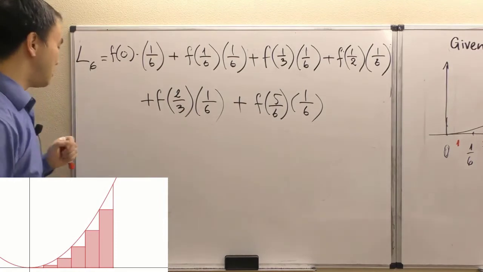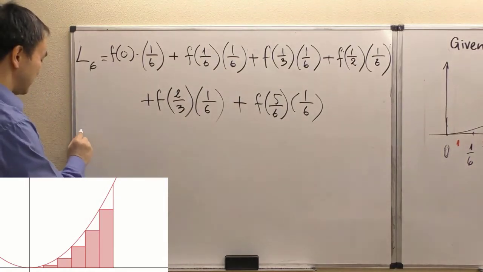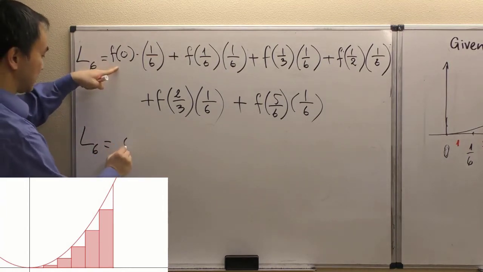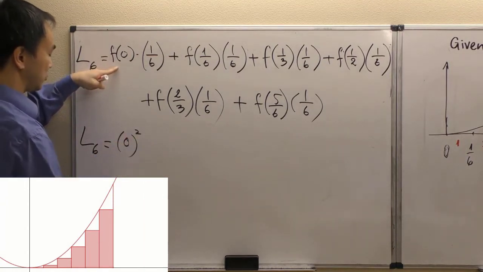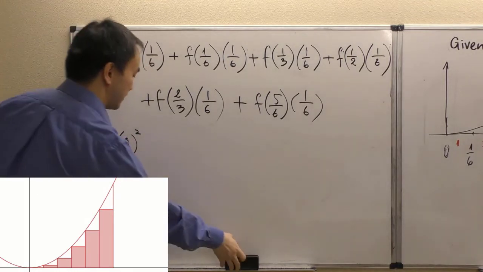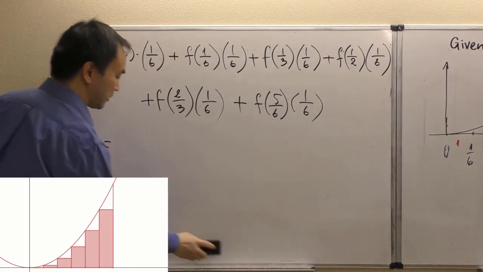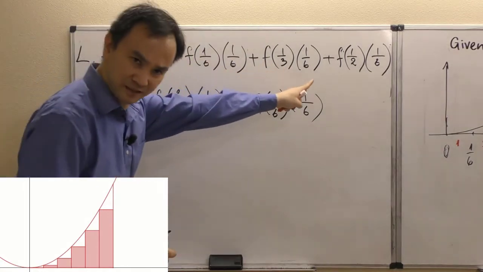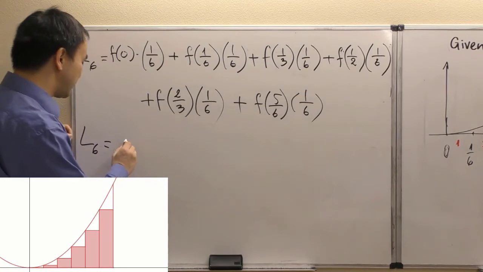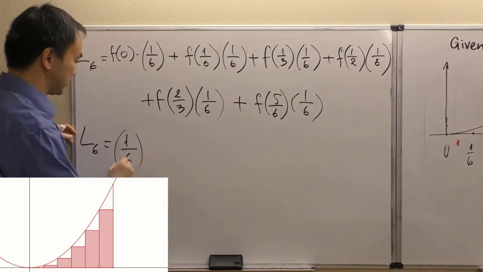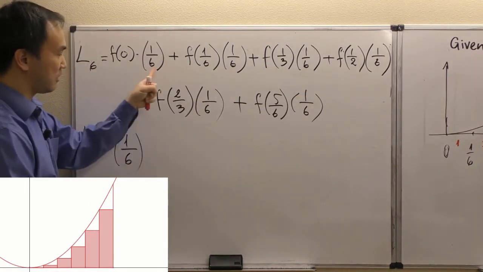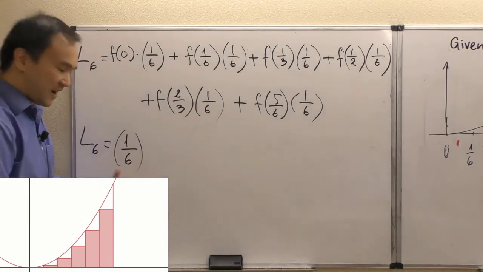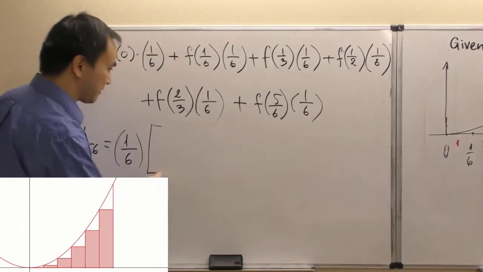Now for laying down the calculation setup right here, L6 is going to be, so f of 0 is f squared, and maybe let me start doing things a little more cleverly here. Throughout all of these terms we have common factors. Algebraically, we can factor out all of the 1/6 as one factor. It's all of your delta x, all of your widths, one common factor. And now inside of that, I'm going to open a parentheses.